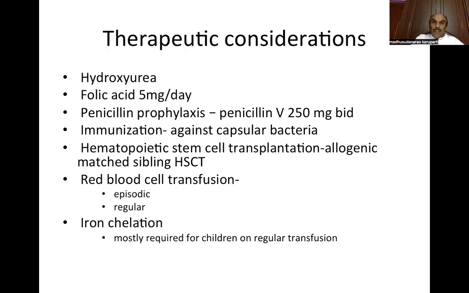Then let us proceed with the therapeutic considerations. What is the plan of treatment for the child with sickle cell disease? There is hydroxyurea, which should be started as early as possible. Folic acid supplementation at a dose of 5 milligrams per day. Then penicillin prophylaxis, which should be started as early as from infancy, at a dose of penicillin V 250 milligrams BID.